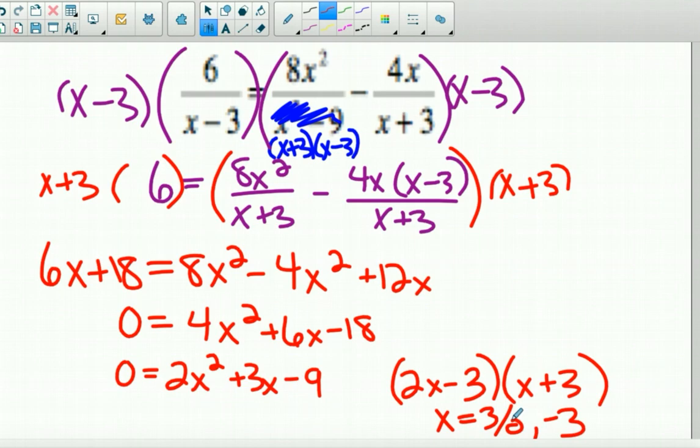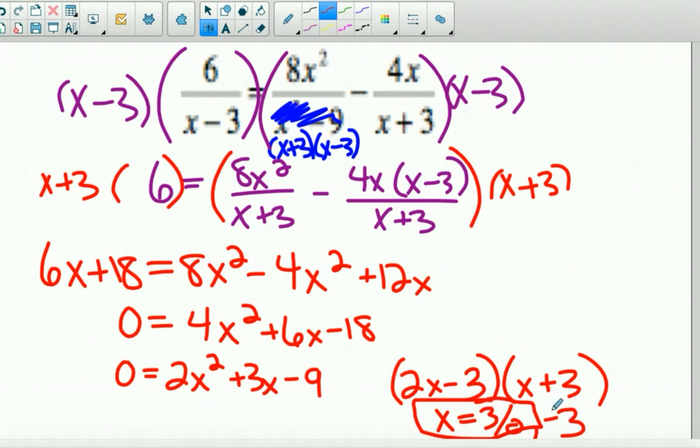So the real answer is actually only x equals 3/2. And you say, why? Negative 3 is extraneous. Mathematically it came out to be an answer, but look at the original equation. I could never plug in negative 3 here or actually here either. I could have plugged it in here, but it doesn't matter. If it doesn't work for one, it's not going to work. So only 3/2 is the answer.